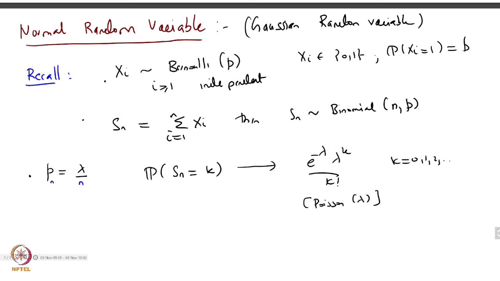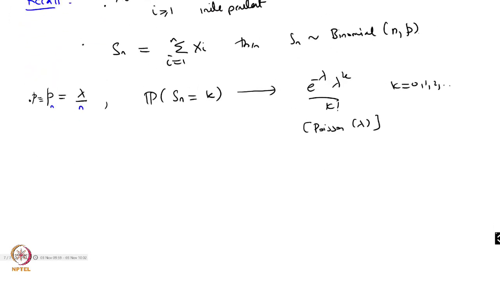So if p gets smaller and smaller as n gets larger and larger, and n times p was a constant lambda, then this is what we would get. Now what happens if p stays fixed? So here's a question. What happens when p stays fixed? Let's say 0 less than p less than half is a fixed number.